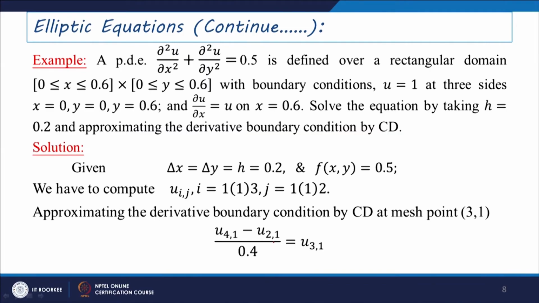If you go for a practical problem here, consider del square u by del x square plus del square u by del y square equals 0.5, defined over a rectangular domain, where x lies from 0 to 0.6 and y lies between 0 to 0.6, with boundary conditions u equals 1 on 3 sides, x equals 0, y equals 0 and y equals 0.6, and del u by del x equals u on x equals 0.6. The question asks to solve this equation by taking h equals 0.2 and approximating the derivative boundary conditions by a central difference approximation.